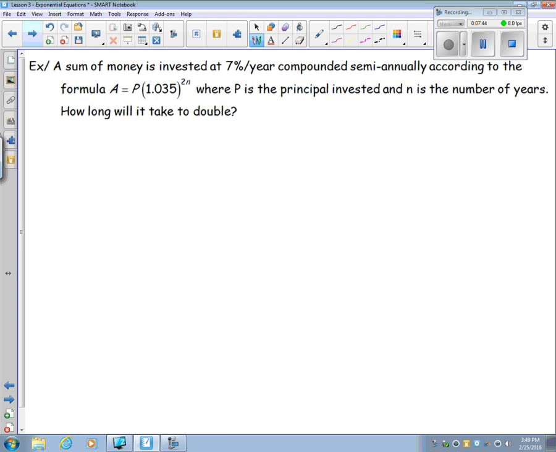All right, we got a sum of money. It's invested at 7% compounded semi-annually. You might remember this formula from when we did finance last year in grade 11. According to this formula, A is our amount, P is our principal. That's how much you invest. N is our number of years. I want to know how long it's going to take to double. So it doesn't really matter how much I invest. Let's say I invest $100. That'd be my principal. If I want that to double, my amount would have to be 200.